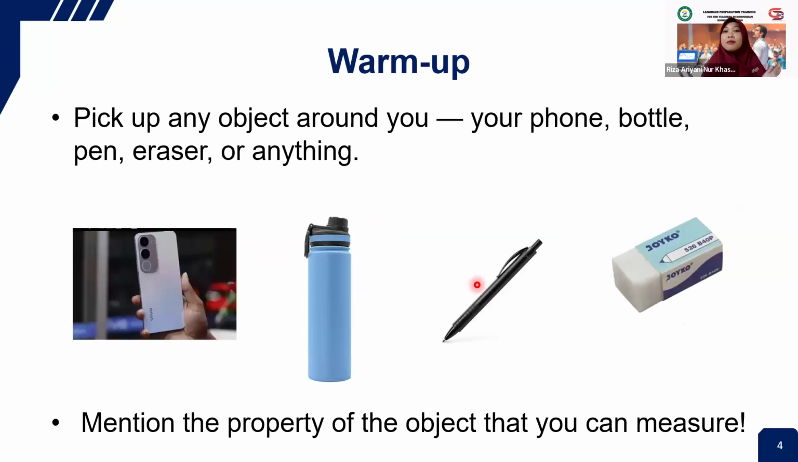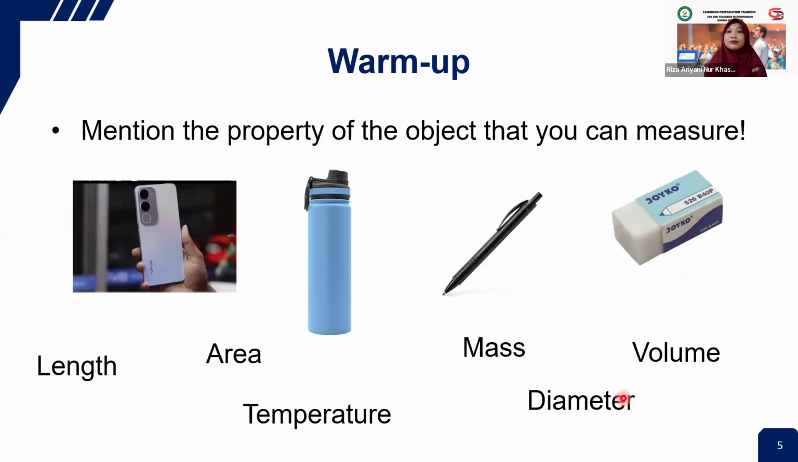Before we dive in, let's warm up together. Please pick up any object around you. For example, your phone, bottle, pen, eraser, or anything. Have you found it? Good. Now mention the property of the object that you can measure. Alright, good job. You have already mentioned length, area, temperature, mass, diameter, and volume, which are examples of physical quantities. And do you know, these are our starting points today.